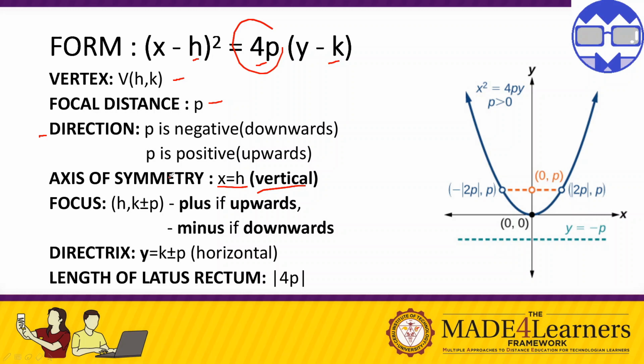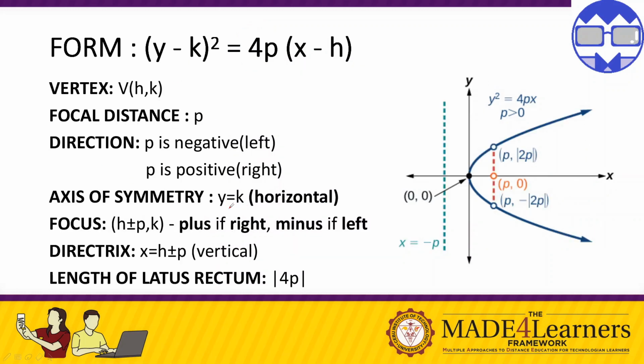While the other one, here in our first form, y equals k, it's horizontal because it passes through the y-axis.